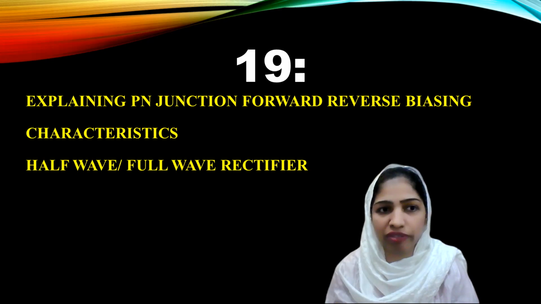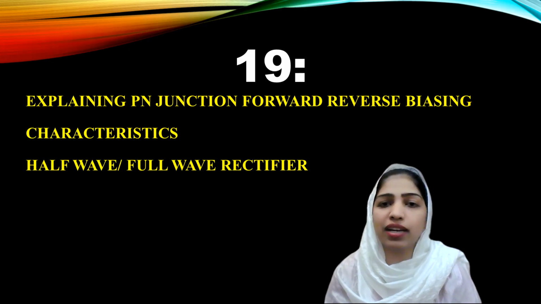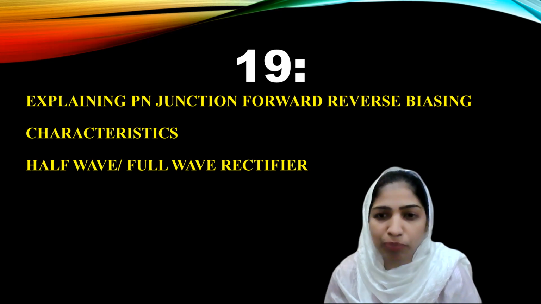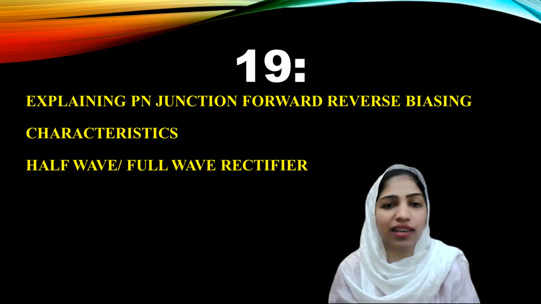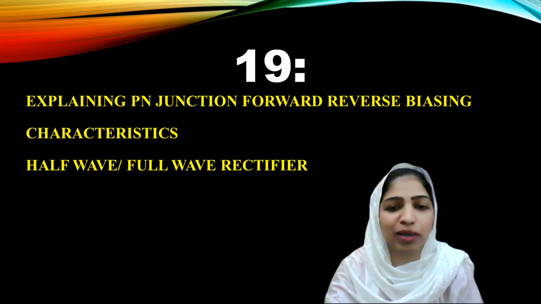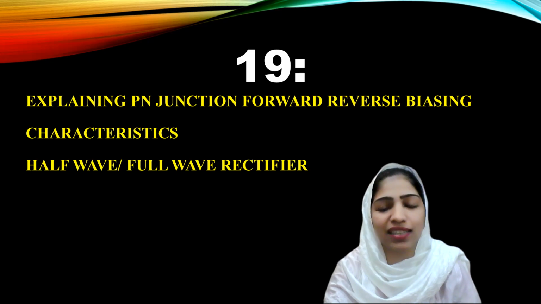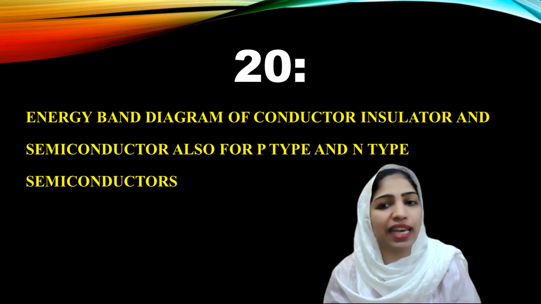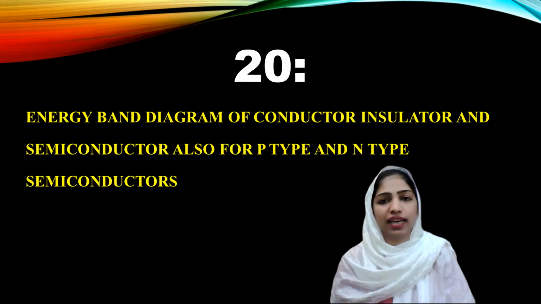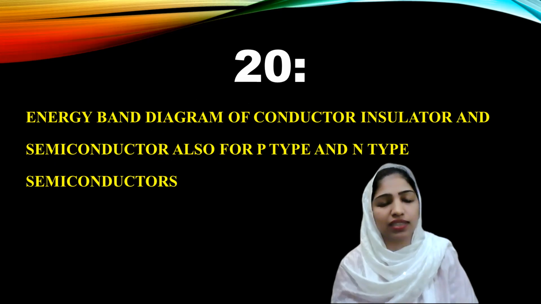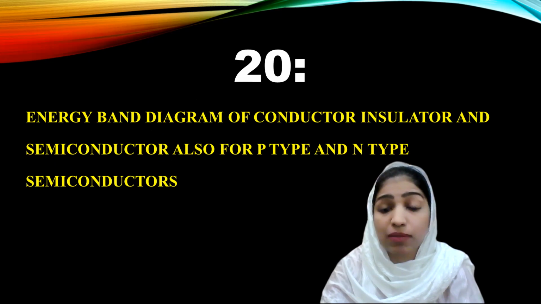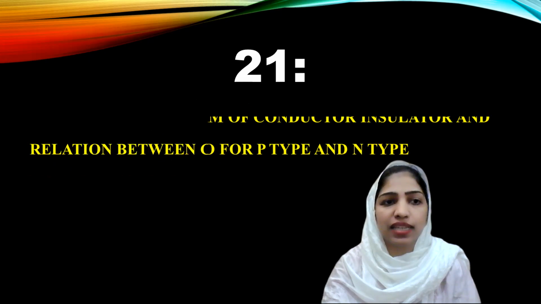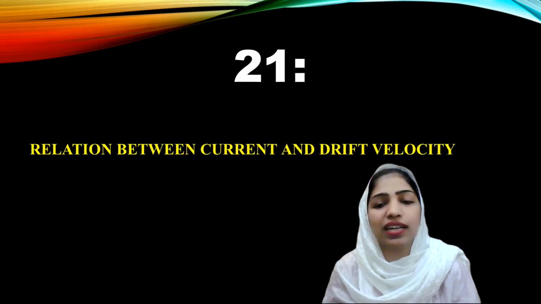Half wave and full wave rectifier, again I'm telling you, semiconductor is again one of the important and easy chapters because half the lesson has been deleted. So from the remaining half, 7 marks can be scored only by studying the semiconductor lesson. Again from semiconductor, energy band diagrams of conductor, insulator and semiconductor, and also for p-type and n-type semiconductor, energy band diagrams are given in the textbook. Please study that.